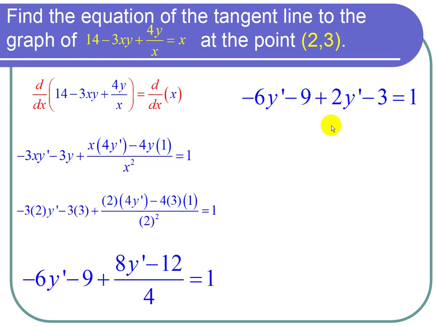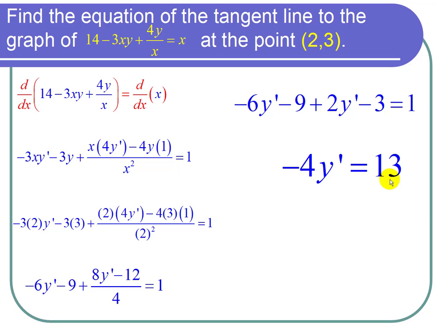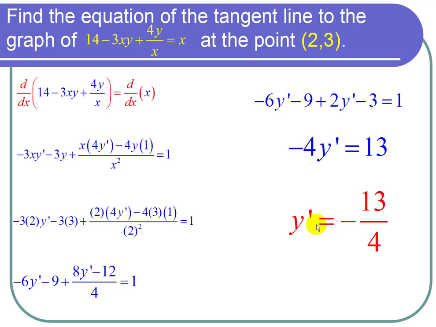And now to get the derivative, I just divide by negative 4. And I get y prime equals negative 13 fourths. There's my derivative, which is the slope of the tangent line. Let's find the equation using the point-slope formula. There's my point (2, 3), and my slope, negative 13 over 4.